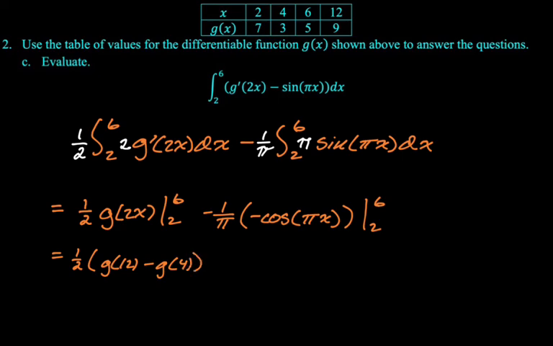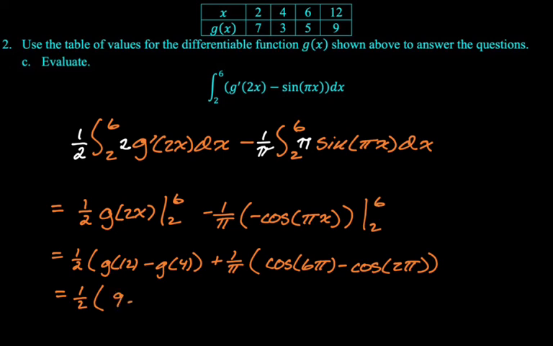Did I keep going with the pi stuff? Probably. Negative 1 over pi times negative is plus 1 over pi. We're going to get the cosine of 6 pi minus the cosine of 2 pi, which is really interesting because both of those are 1. So this will be 1/2. g of 12 is 9, and g of 4 is 3. 9 minus 3. And then it's basically 1 minus 1 here. So that's just 0. That whole thing is gone. So we really end up with 1/2 of 6, which is 3.